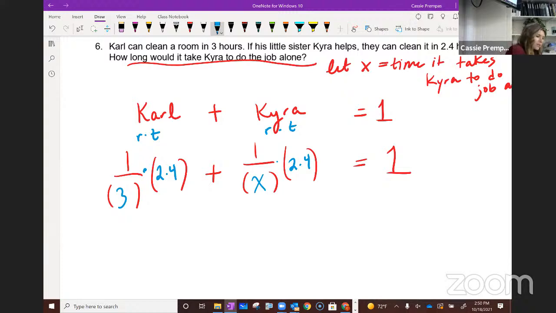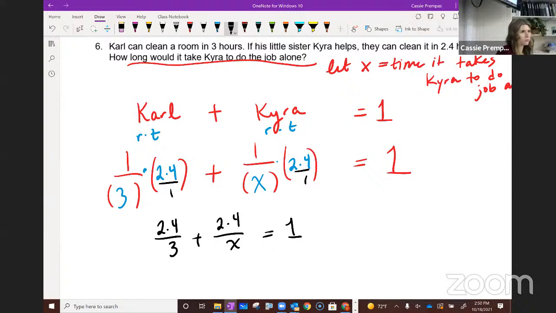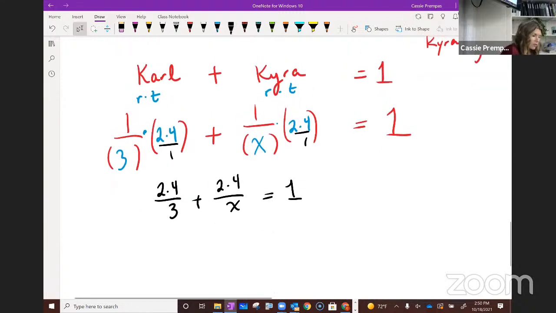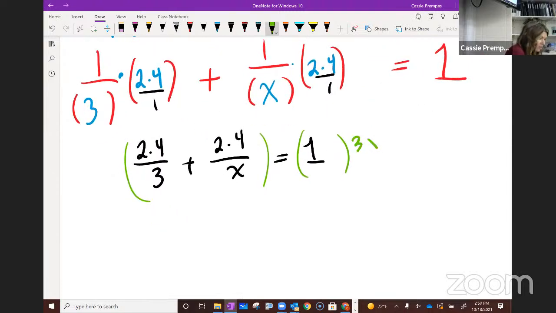And so now I'm going to simplify. And you're right. I have to see this as 2.4 over 1. So it'd be 2.4 over 3. Yep. Plus, think of this as 2.4 over 1. So 2.4 over X is equal to 1. Now, out of the denominators, 3x and 1, what is the least common denominator? What do I have to multiply both sides by? 3x. Good.